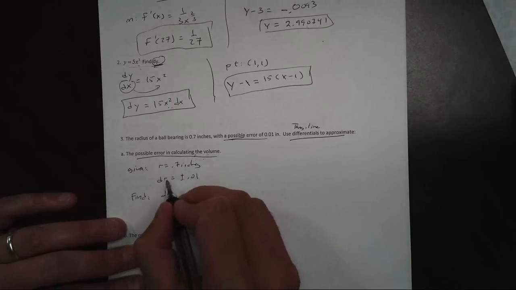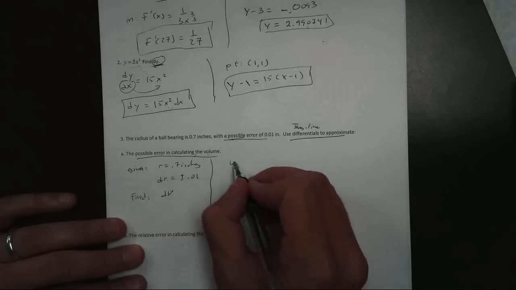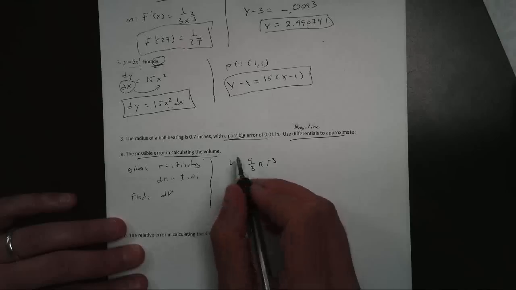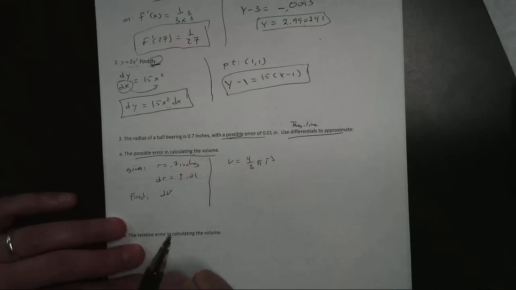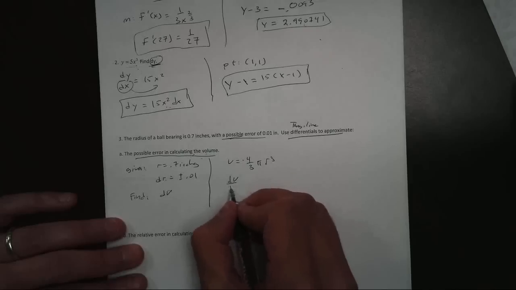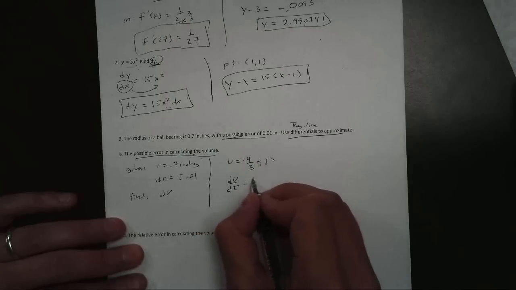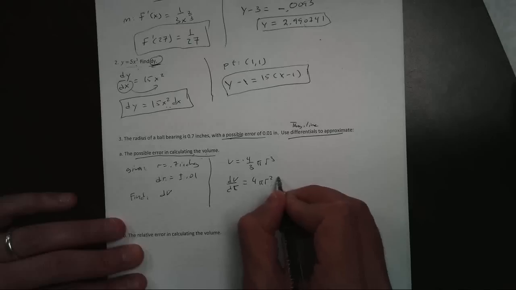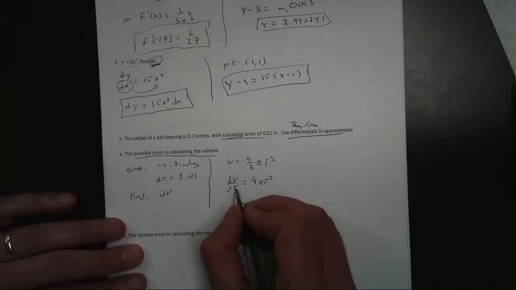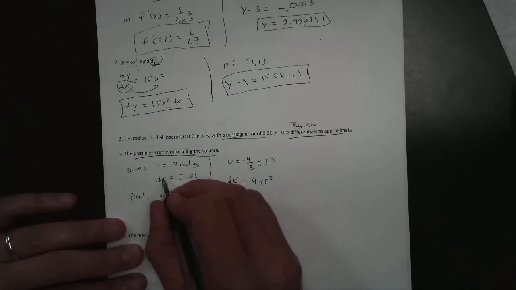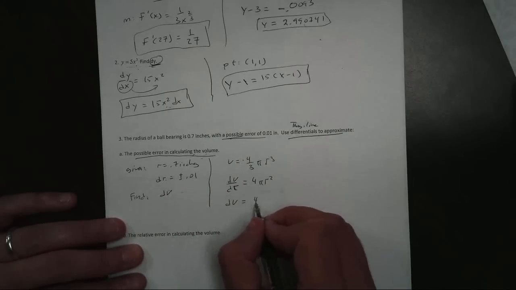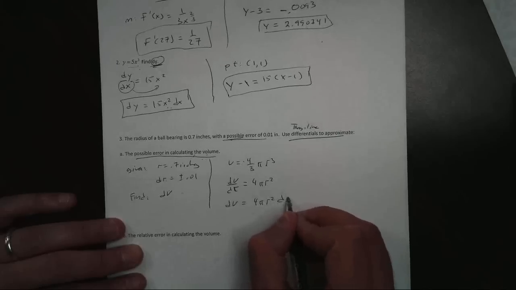So dV/dr. If I write out my volume formula, 4/3 pi r cubed, I take the derivative, not with respect to t, because it's not a related rate. I take the derivative with respect to r. I get dV/dr equals 4 pi r squared, and just that. Now, I'm looking for dV, so I keep them separate, dr and dV. If I multiply by dr now, I get 4 pi r squared dr.